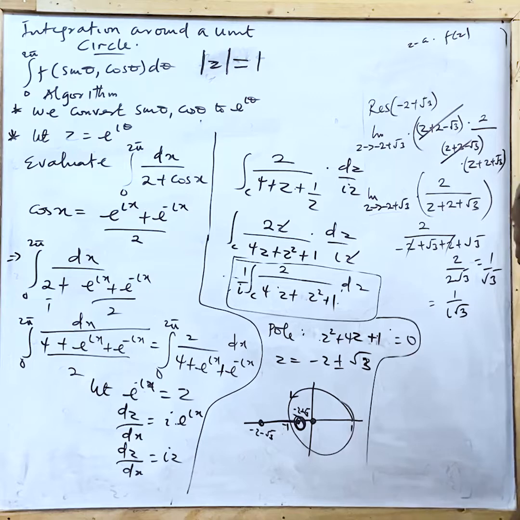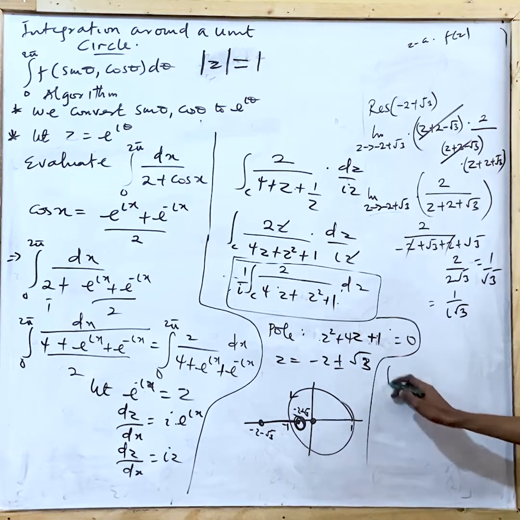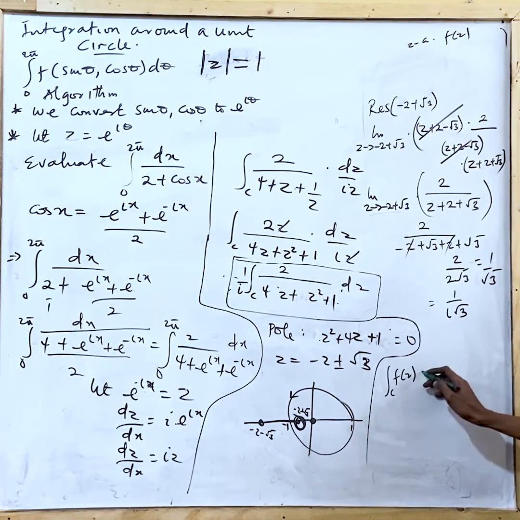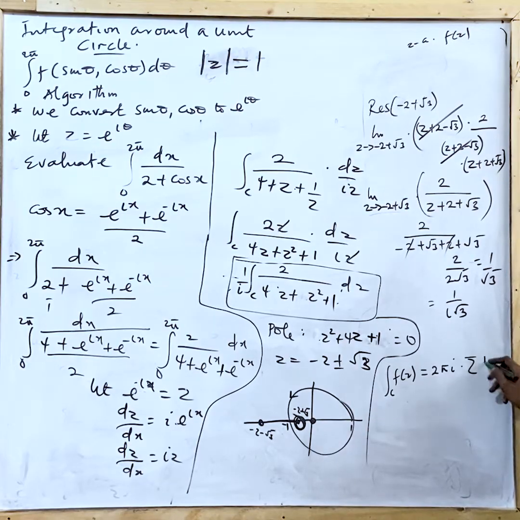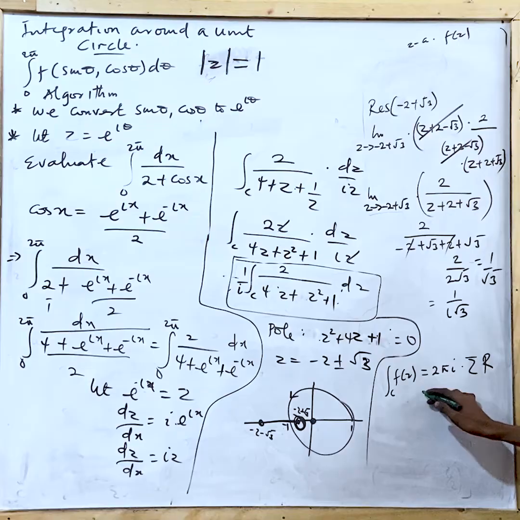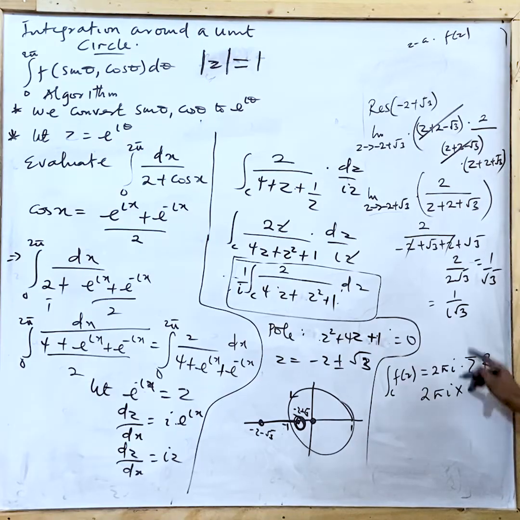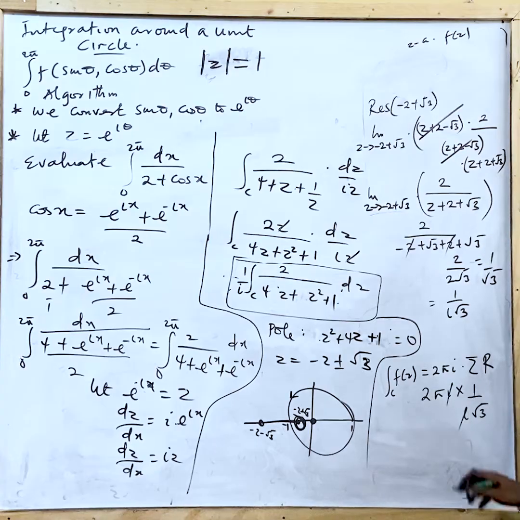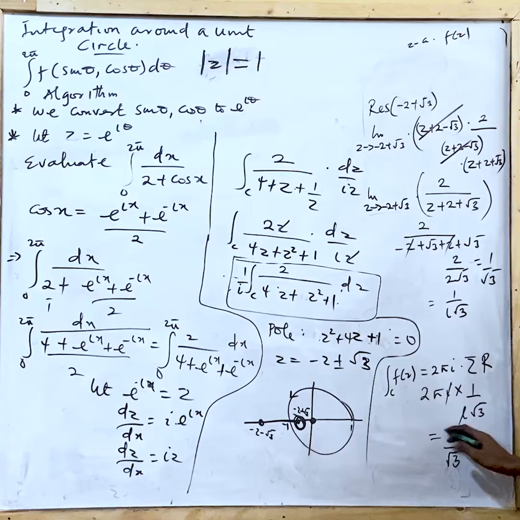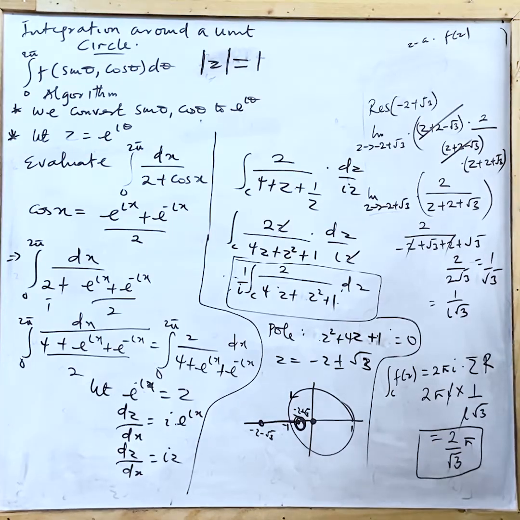According to the residue theorem, the integral over C of f of z is equal to 2 pi i multiplied by the sum of the residues. That's 2 pi i times 1 over i root 3. The i cancels i. So our answer is 2 over root 3 pi.